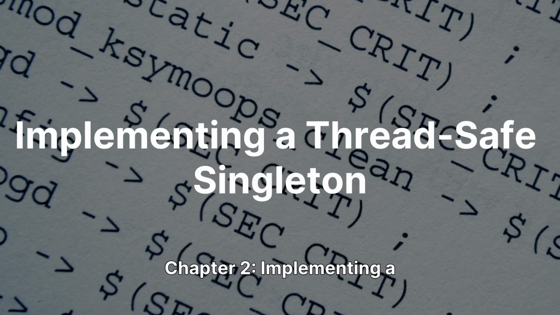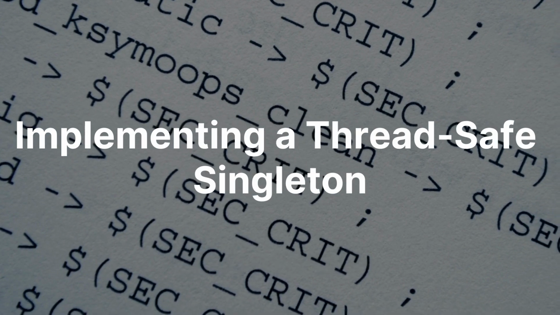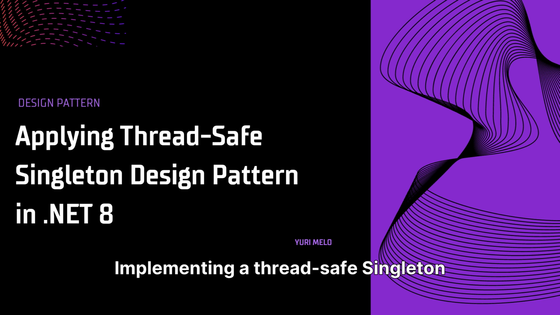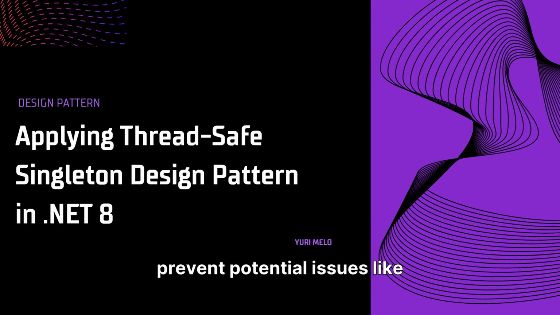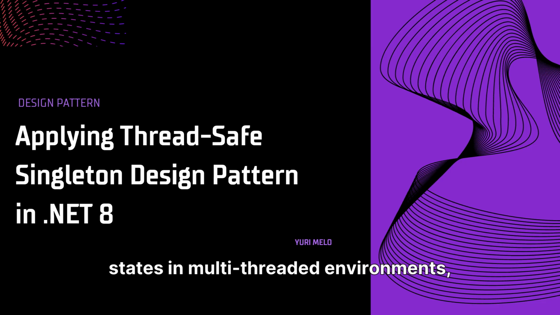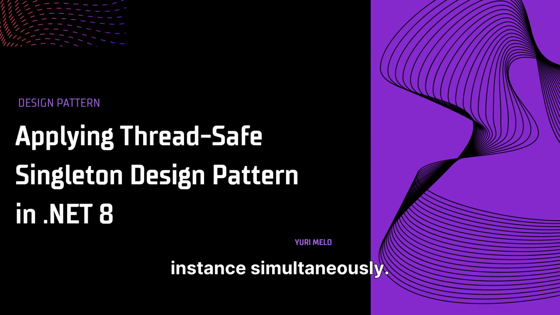Chapter 2. Implementing a thread-safe singleton. Implementing a thread-safe singleton is absolutely crucial to prevent potential issues like race conditions and inconsistent states in multi-threaded environments, where multiple threads might try to create the instance simultaneously.